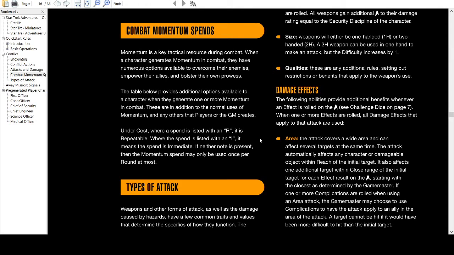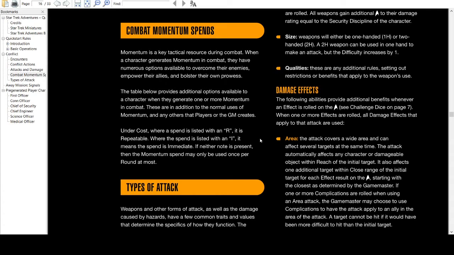Okay, so we'll move on to the next section of the rules, which is combat momentum spans. So momentum is a key tactical resource during combat. When a character generates momentum in combat, they have numerous options available to overcome their enemies, empower their allies, or bolster their own prowess. The table below provides additional options available to a character when they generate 1 or more momentum in combat.